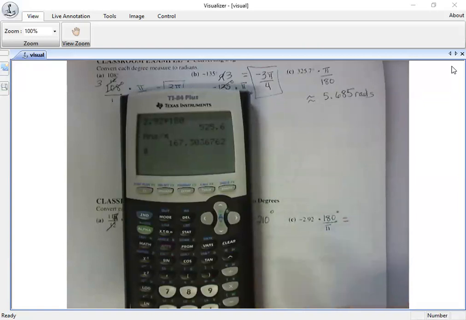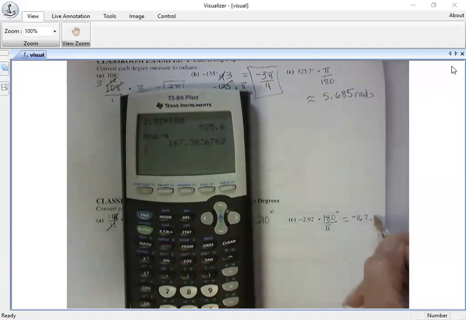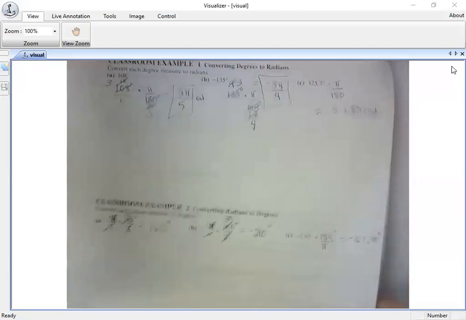167.30. Yeah, and remember, there was a negative here, so it's actually a negative 167 point, and since there were 2 places to the right, if we round 2 places to the right, you are correct, it would be 30 degrees. Okay? All right, questions on any of that? Is that good? All right, let's look at the next page.